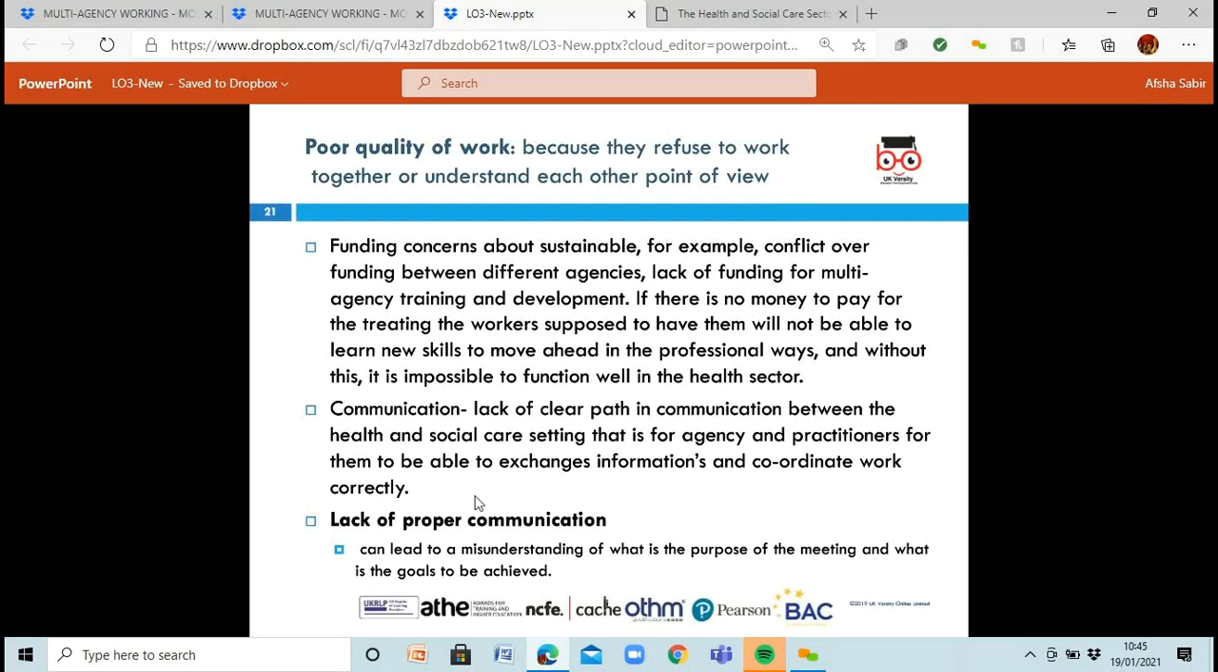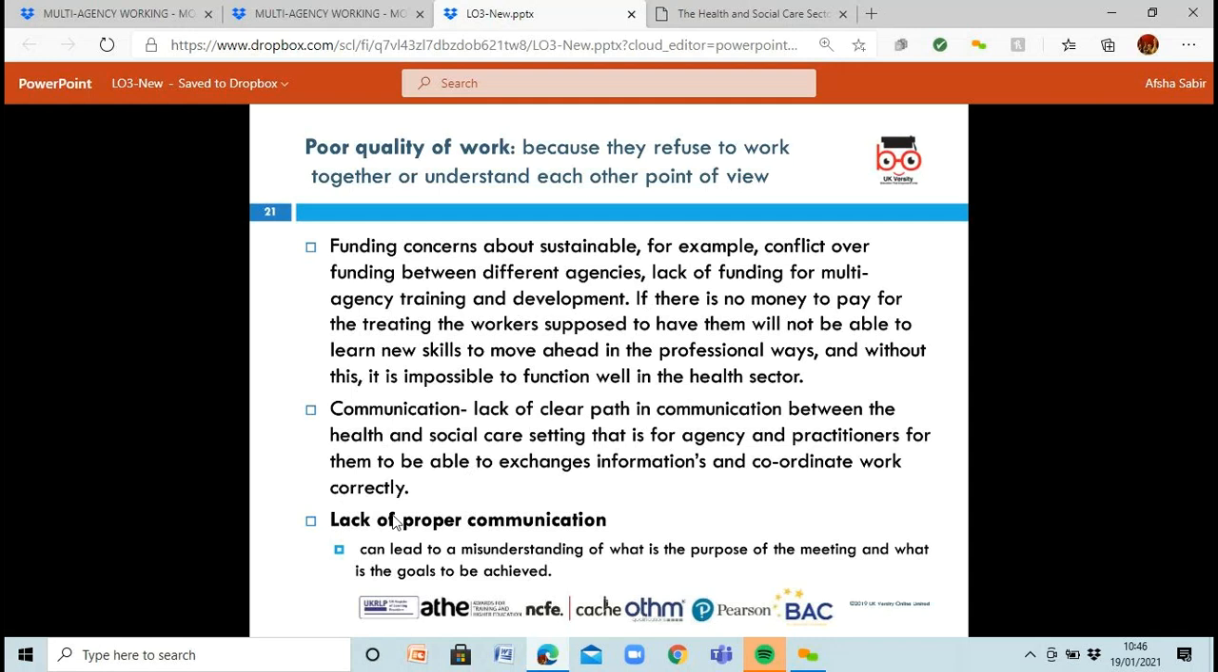Poor quality of work. Because you might refuse to work together, you might not understand each other, you might just not even like each other. So those are some things that can actually conflict when you're working with different departments. So you've got concerns about funding. You're wondering who's going to pay for these services, where do we get the money from? So there can be conflict over funding between different agencies. There's lack of funding, obviously, in a lot of cases. So where it's focusing very heavily on training and development, if you've not got the money there and you're being told you should be doing training, you should be mentored, how is that going to happen?